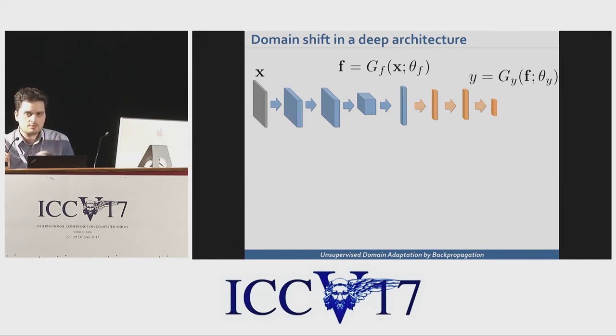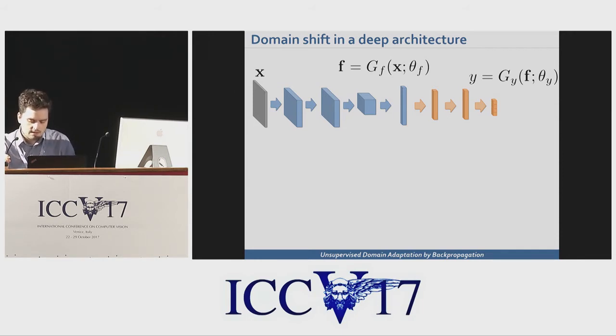So the problem that we will be dealing with today is the difference in the two distributions. To highlight this difference, let me take my deep network, and let's assume it was trained on a source domain. Let me split it into two parts. The first part I will somewhat arbitrarily call the feature extractor, and the second part I will call the label predictor. In general, I will be talking about image classification for the most part of the talk, and then I will discuss other tasks.